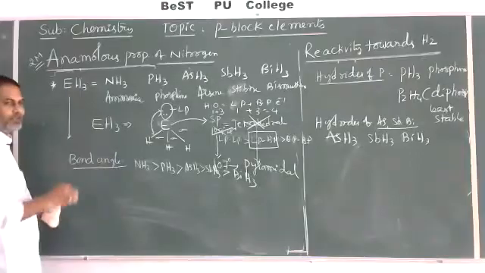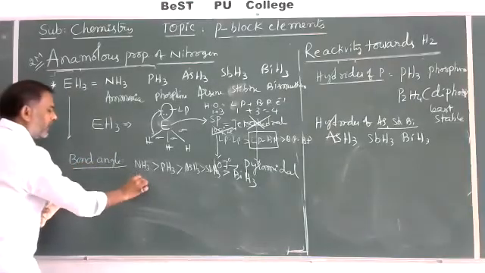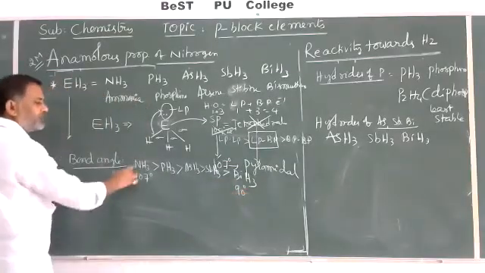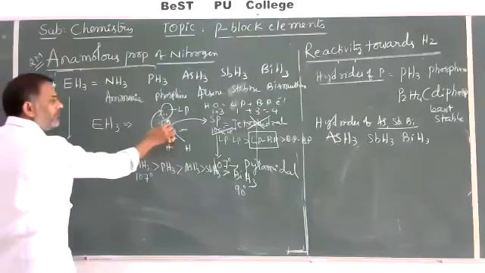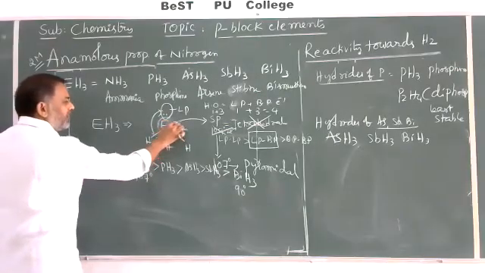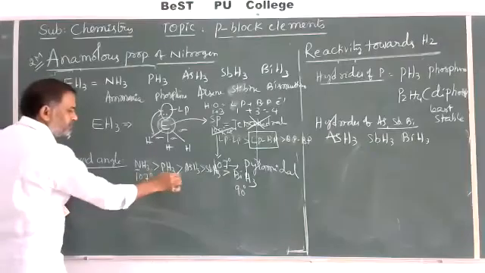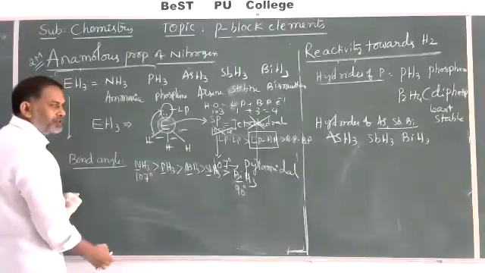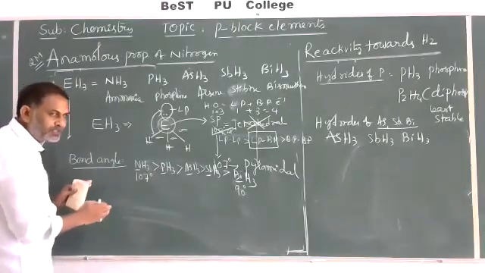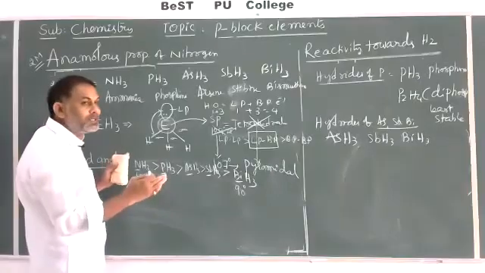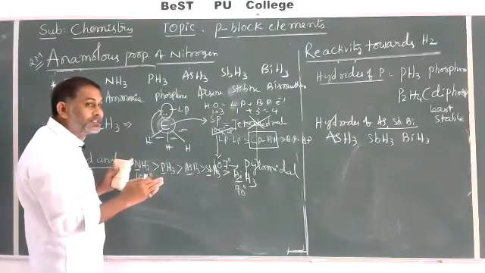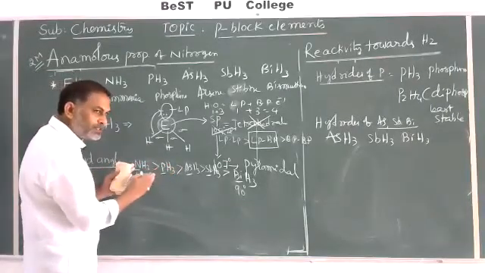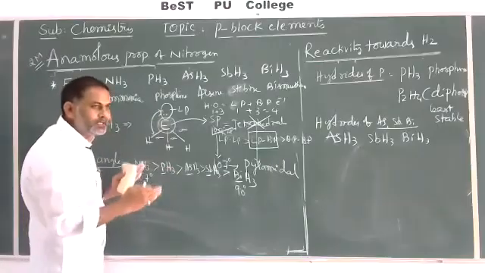The reason behind that: why is the bond angle 107 degrees here and 90 degrees there? Why does the bond angle decrease from nitrogen to bismuth? There is a very important reason. Here the central atom of the element changes: nitrogen, phosphorus, arsenic, antimony and bismuth. Whenever the central atom changes, what happens to atomic size? It increases. Atomic size increases, repulsive forces decrease. When repulsive forces decrease, bond angles also decrease.